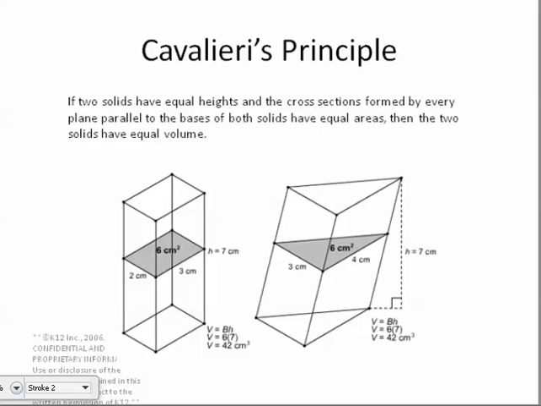There's one more concept I want to get across to you, and that's Cavaliere's principle. Cavaliere's principle says if two solids have equal heights, and the cross sections formed by every plane parallel to the bases of both solids have equal areas, then these solids have equal volumes. Where in the world did this come from?